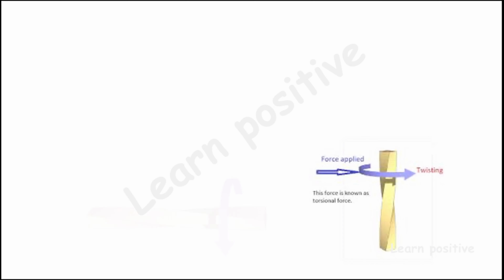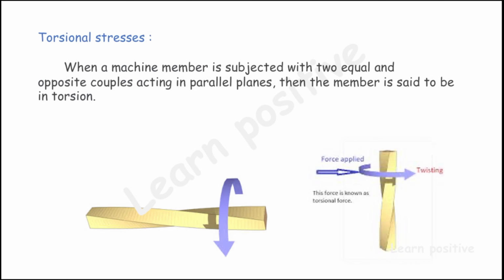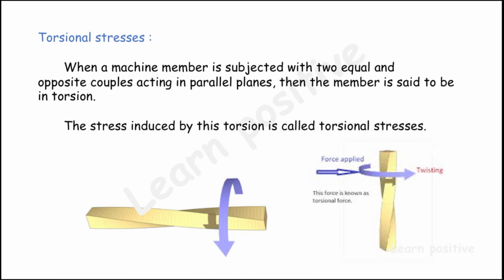And the final one is torsional stress. Torsion is another word for twist. When we twist a material, torsional stresses happen inside the material when a machine member is subjected to two equal and opposite couples acting in parallel planes. Then the member is said to be in torsion. The stress induced by torsion is called torsional stress.